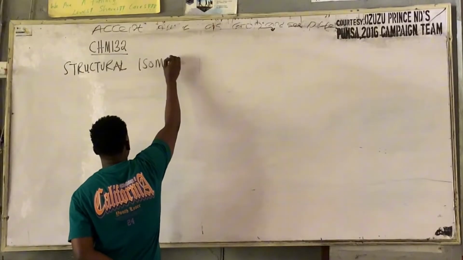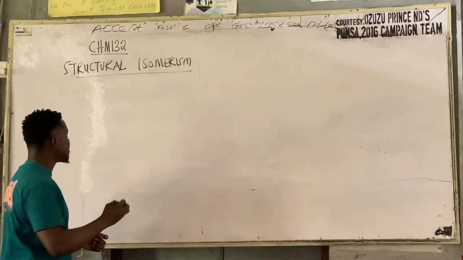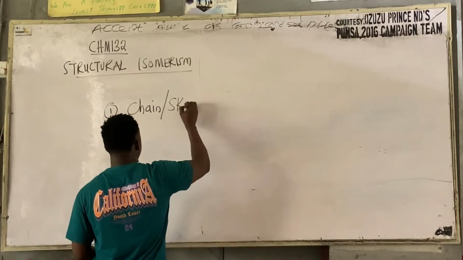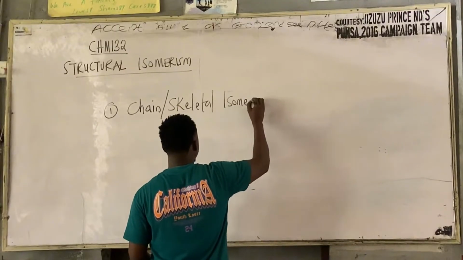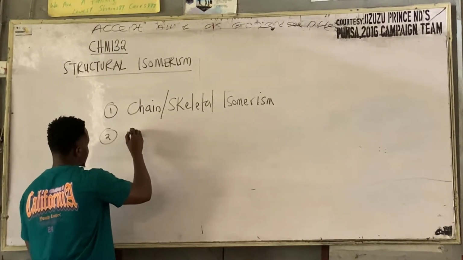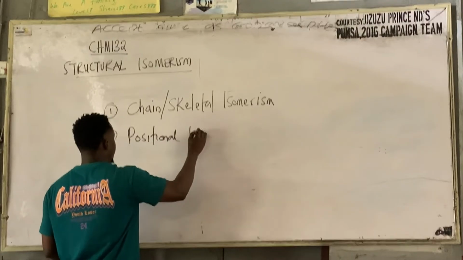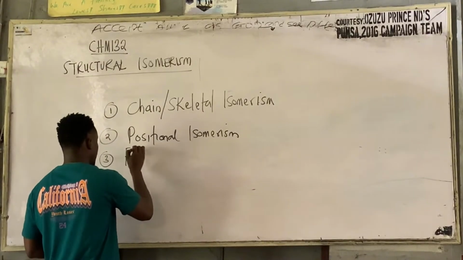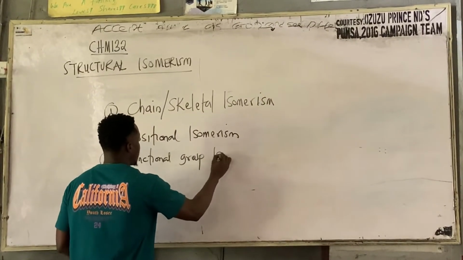Structural isomerism: once you're done with this, you quickly go back. We have three types of structural isomerism. The first one is chain or skeletal isomerism. The second one is positional isomerism. The third one is functional group isomerism.